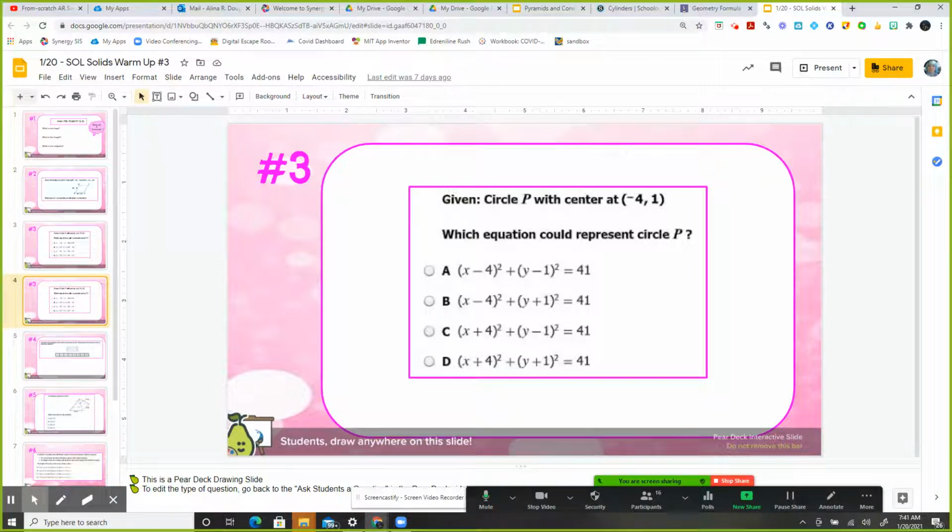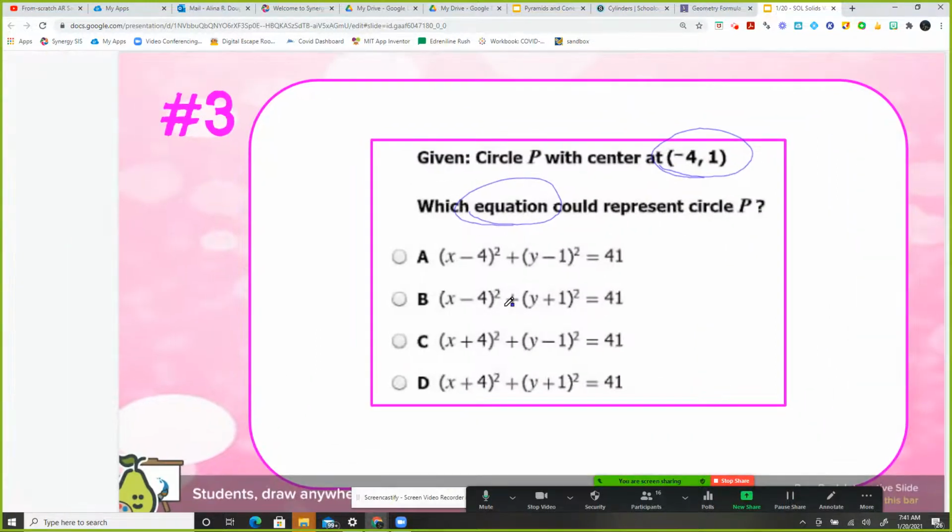What's the relationship, ladies and gentlemen, between the circle center and the equation? What's their relationship? Are they the same number? I've got a 4 for the x, and I've got 4's all in here. They are the same number. What about the sign? Is the sign the same or opposite?